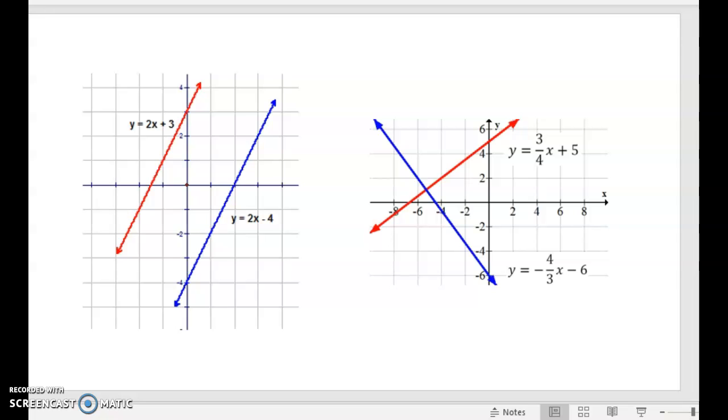So at first glance, I want you to think to yourself, what do you notice? I'm looking at the left-hand side. What do you notice about these two graphs here? Obviously, you should be saying to yourself, okay, well, they look like they're never going to meet because they look parallel. But if I want to pay attention more to the equations instead of just the lines, ask yourself, what do these equations have in common? What's different?